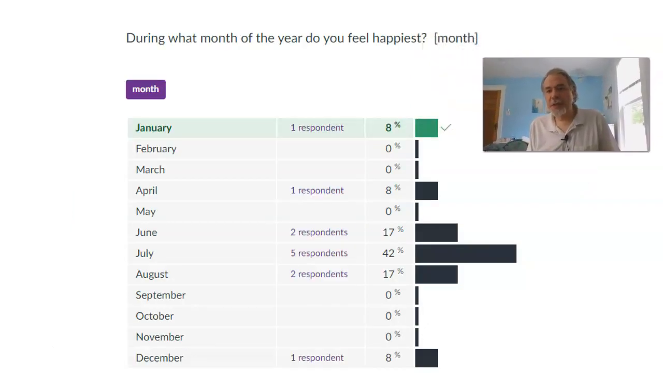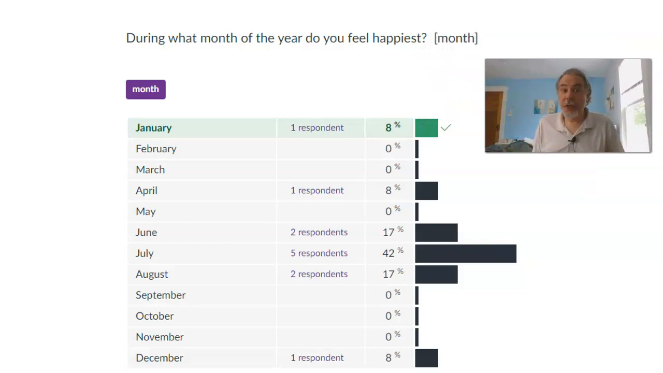And here are the responses I got to during what month of the year do you feel happiest from you guys. This is the summer 2021 statistics class. So here you can see right away, the most common or most popular response was July. More people said July than any other month.